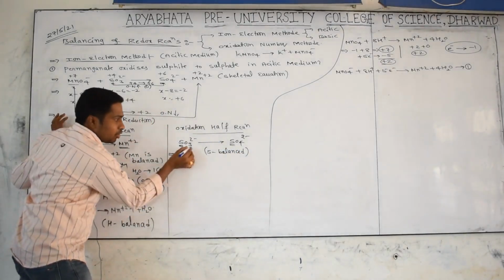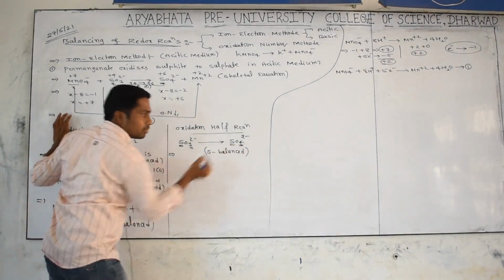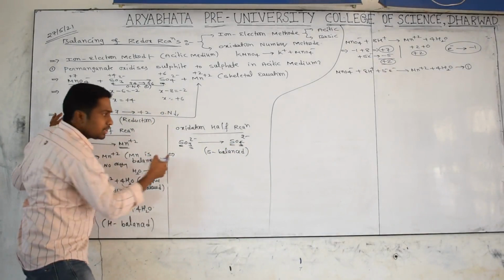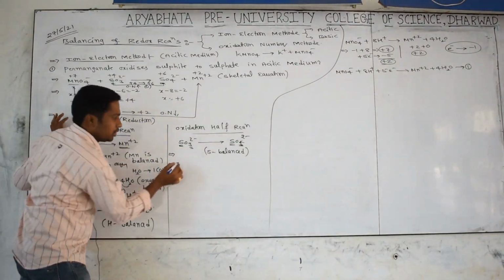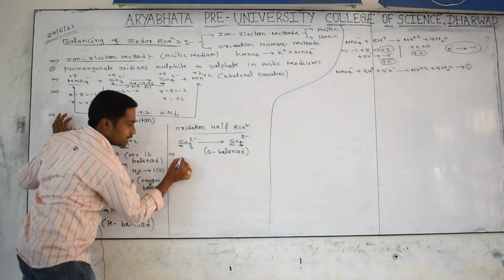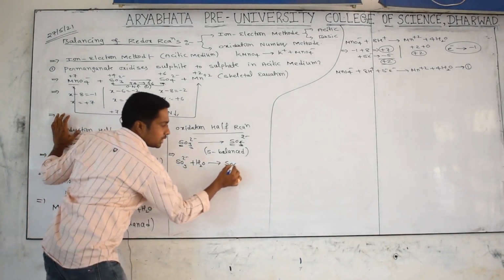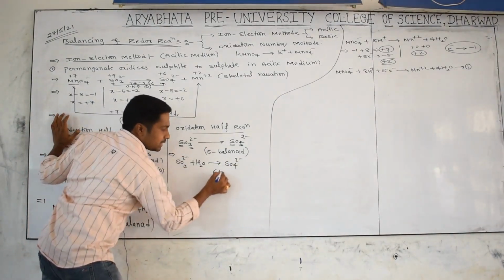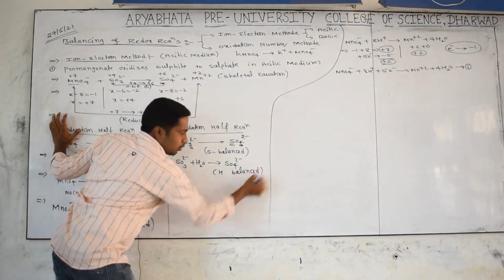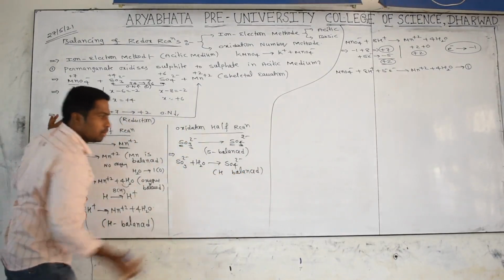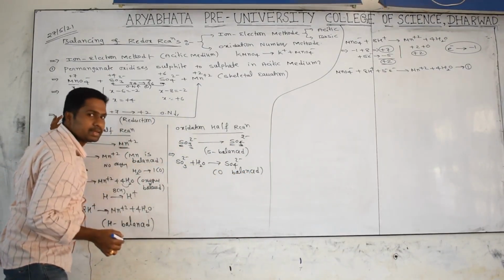How many oxygens were there on the left side? 3 oxygens. On the right side, 4 oxygen atoms. How many are short on the left side? 1 oxygen short, so we should add 1 water molecule. Yes, very good. We take SO3 2 minus plus H2O gives rise to SO4 2 minus. After balancing, oxygen is balanced. What should be balanced next?